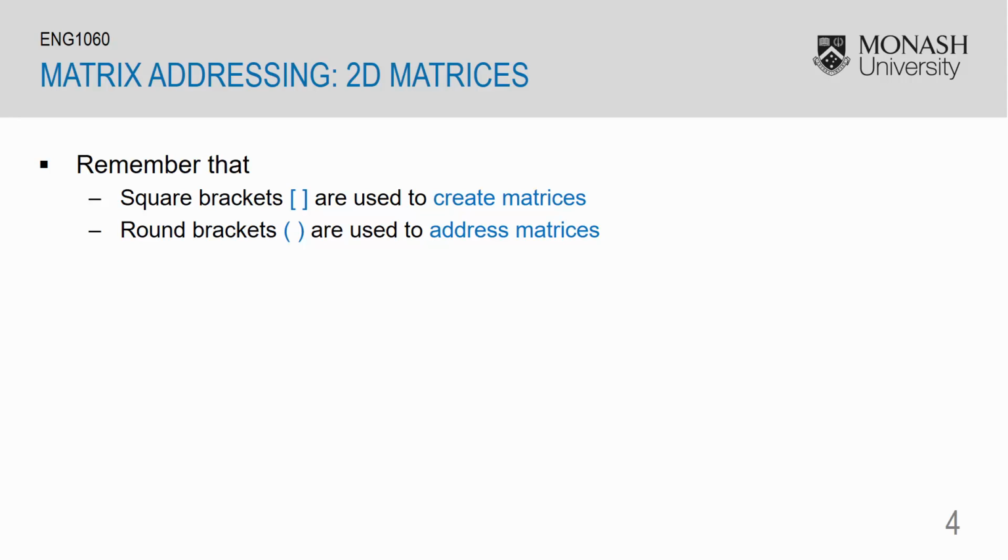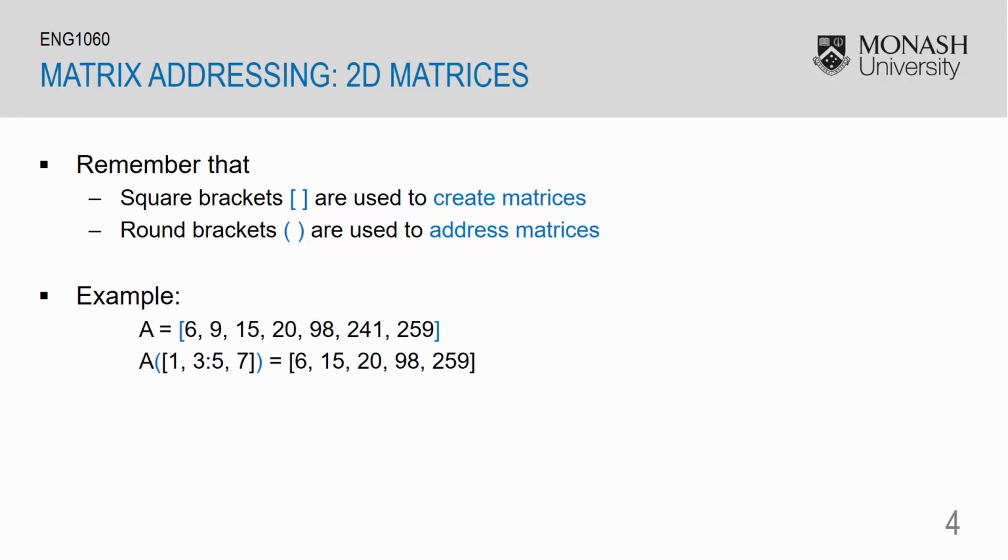Remember that square brackets are used to create matrices, whereas round brackets are used to address matrices. An example is shown here where again a vector is used as an index to reference the A vector. So we have A is equal to a bunch of values in a row vector. That's created using square brackets. And in the line below that, just shown here, A is being referenced with the indices 1, 3, 4, 5, 7. Remember that 3 colon 5 is equal to 3, 4, 5.